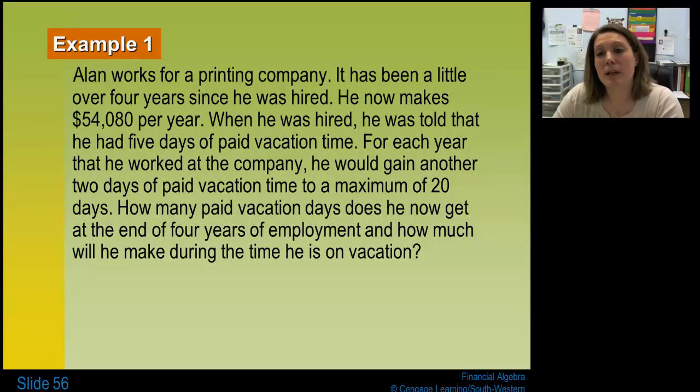Alan works for a printing company. It has been a little over 4 years since he was hired. He now makes $54,080 per year. When he was hired, he was told that he had 5 days of paid vacation time.